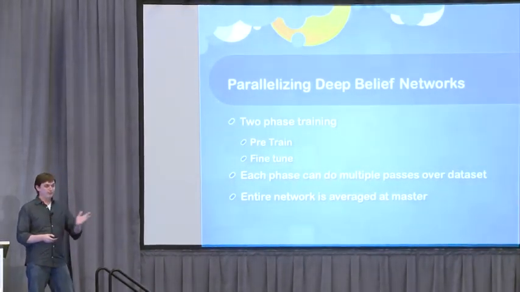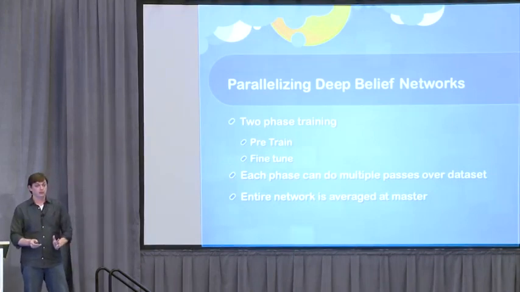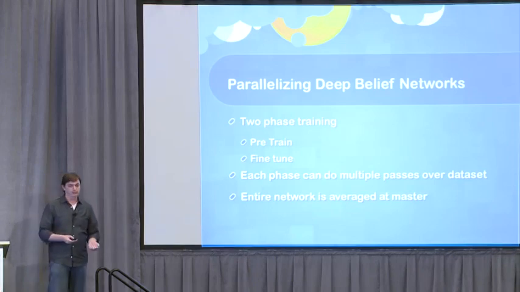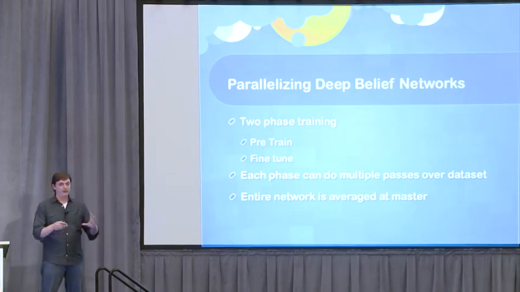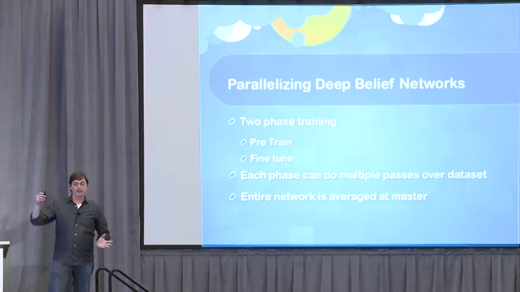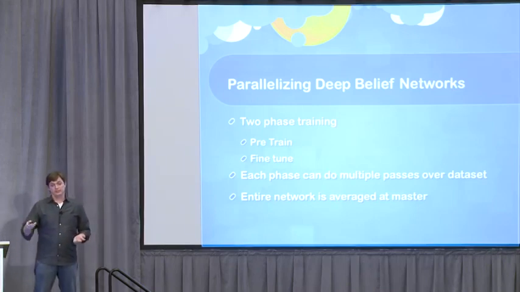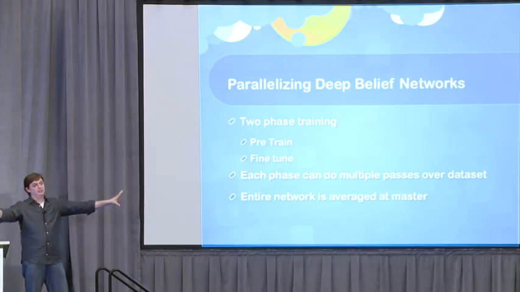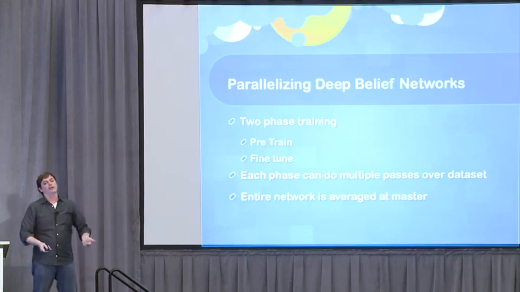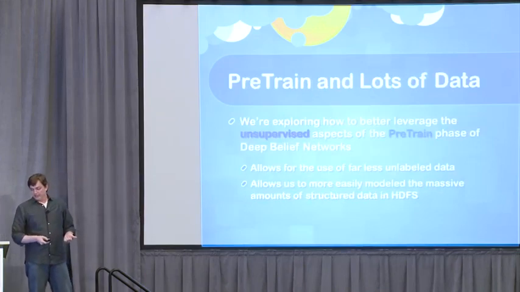Each phase can be configured. We might want to do 10 passes over the data set of pre-train, and then only 1 pass of fine-tune, or maybe vice versa. That's configurable in the tools. Every so often, we average the entire network graph at the master. So we send the RBMs, the whole feed-forward network, and the logistic regression output layer all to the master, average them all together, send the global network back to the workers, and they continue on whatever pass in pre-train or fine-tune they're in.